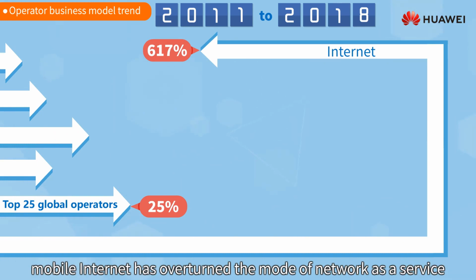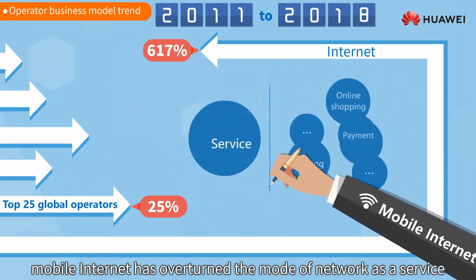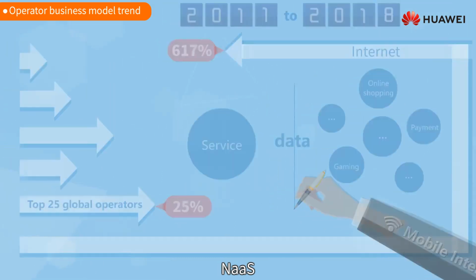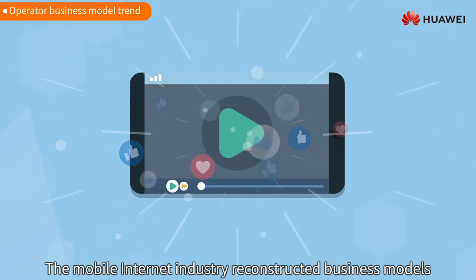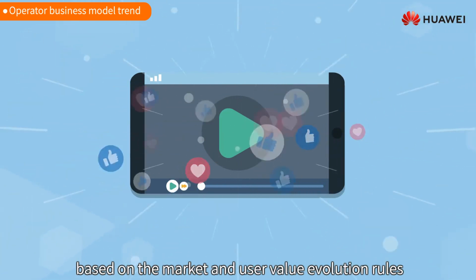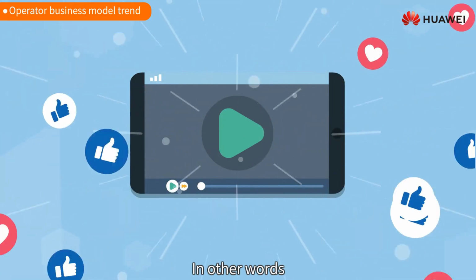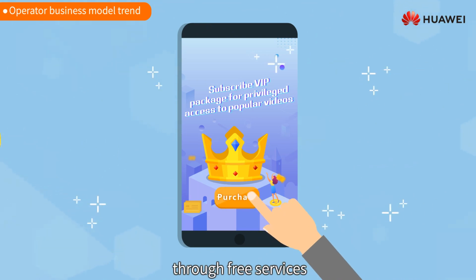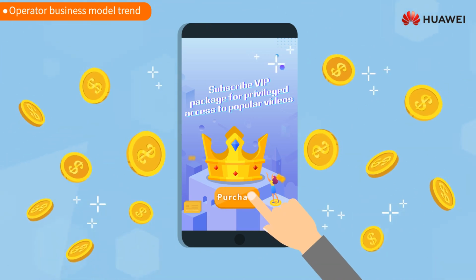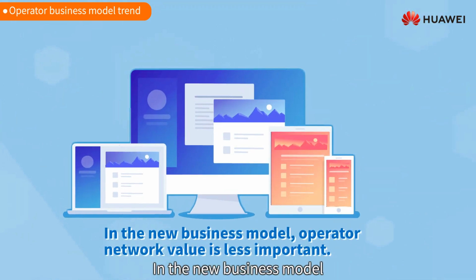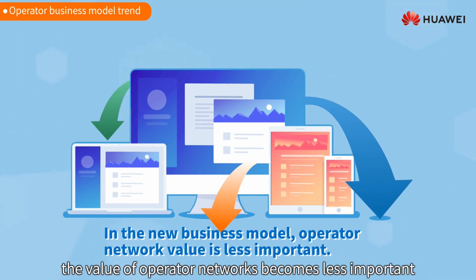To trace the reason, mobile internet has overturned the mode of network as a service, NAAS. The mobile internet industry reconstructed business models based on the market and the user value evolution rules. In other words, competitive platforms were built to aggregate users and traffic through free services and realize business value through service and content innovations. In the new business model, the value of operator networks becomes less important.